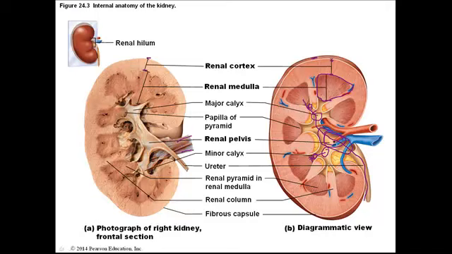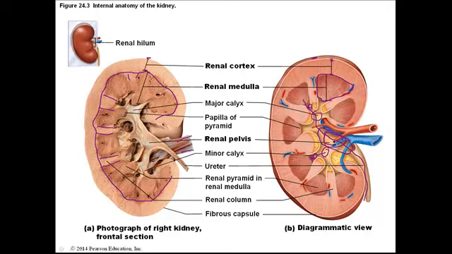So the cortex is this area, on the outside of this. So this is the dividing line between the cortex and the medulla. So the inside, this is all medulla and renal columns. These are the renal columns which are between the pyramids. Okay.